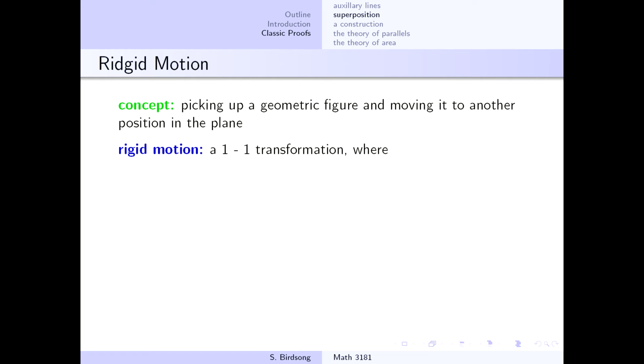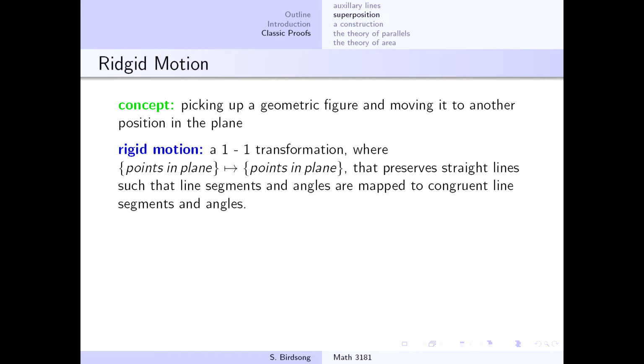Rigid motion is a one-to-one transformation where points in your plane, so remember that's any point that you could draw on your flat piece of paper, gets mapped to some other point in your plane. Now, here's the criteria that makes sure that that one-to-one transformation actually works how we want it to work. In other words, you're able to copy one geometric object from wherever it's currently living to anywhere else in the plane and still have an object that's congruent to your first object.